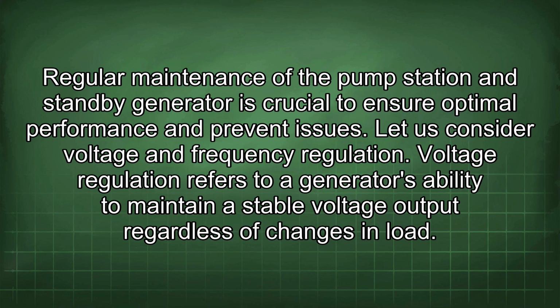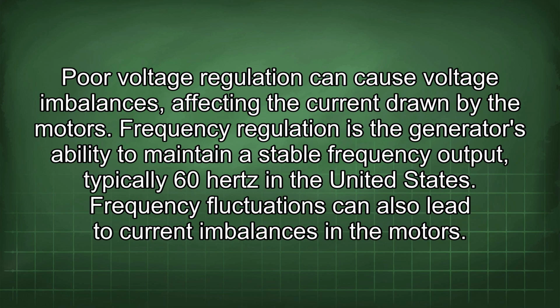Let us consider voltage and frequency regulation. Voltage regulation refers to a generator's ability to maintain a stable voltage output regardless of changes in load. Poor voltage regulation can cause voltage imbalances affecting the current drawn by the motors. Frequency regulation is the generator's ability to maintain a stable frequency output, typically 60 Hz in the United States. Frequency fluctuations can also lead to current imbalances in the motors.